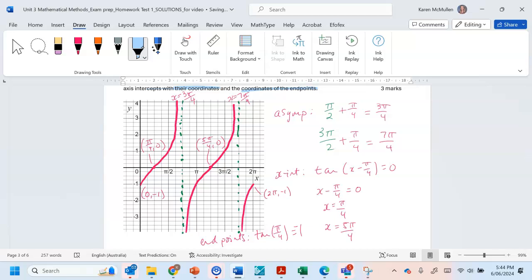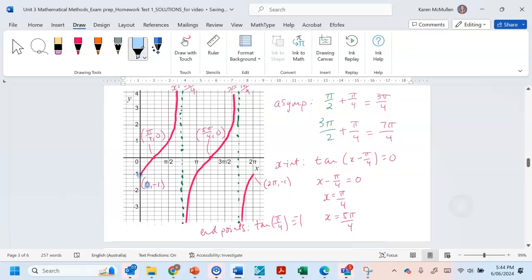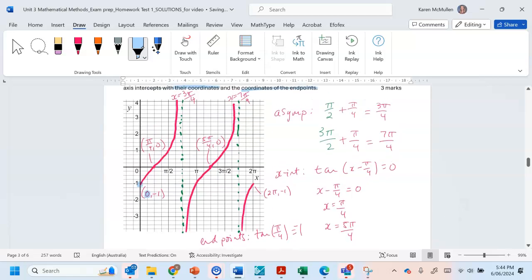So you can see on the right side my working out for the asymptotes and the x-intercepts. For your endpoints, we have an endpoint here at x equals 0, so we just need to substitute x equals 0 into the equation. And then we have an endpoint at 2 pi, so we need to find that as well.